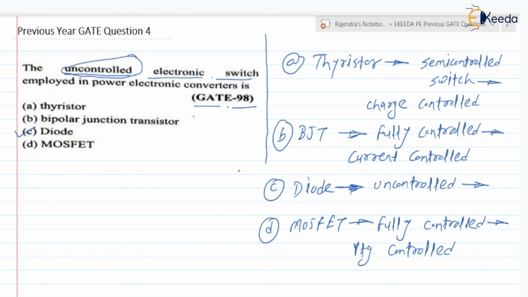So this is about question number 4. This question was asked in the exam GATE 1998.